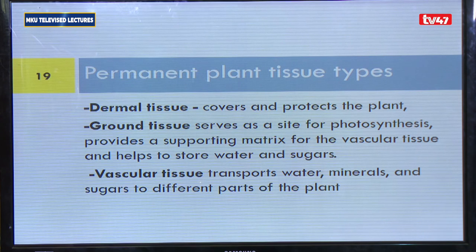The third type of permanent tissue we have are the vascular tissue. Now, vascular tissue basically are the tissue that form the vessels, that is the xylem and the phloem. So they tend to form the vessels responsible for transport of water and mineral salts, and also the transport of food material within the plant. So therefore, the vascular tissue basically give us the xylem, responsible for the transport of water and mineral salts, and the phloem, responsible for the transport of the food materials.